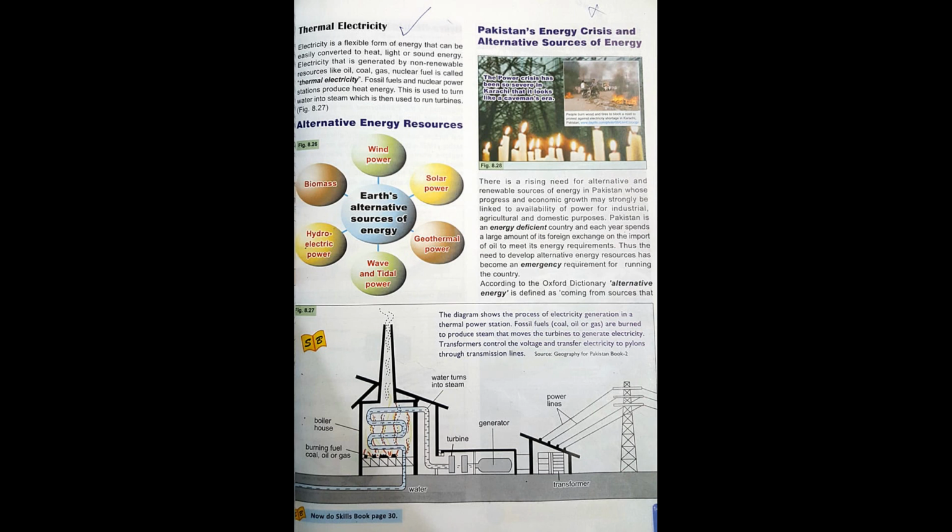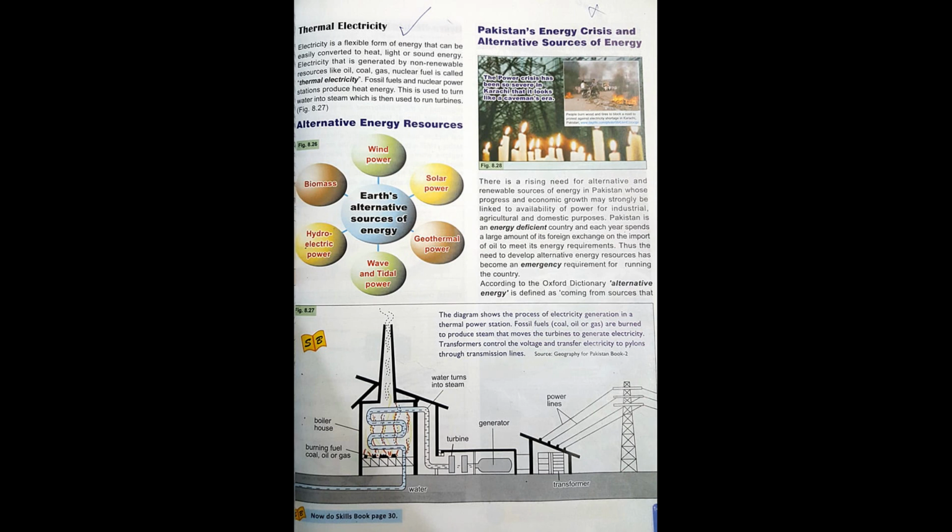It can be generated when non-renewable sources such as oil, coal, and gas are used to make heat and steam to move the turbines. Electricity is a flexible form of energy that can be easily converted to heat, light, or sound energy. Electricity that is generated by non-renewable resources like oil, coal, gas, nuclear fuel is called thermal electricity.